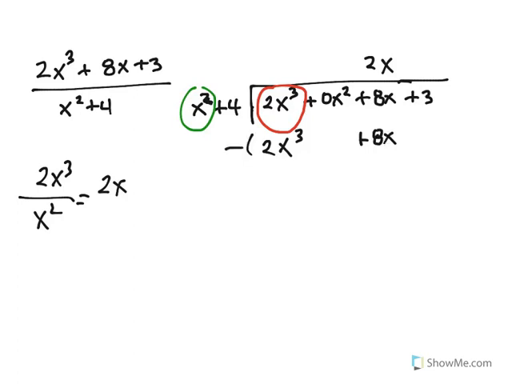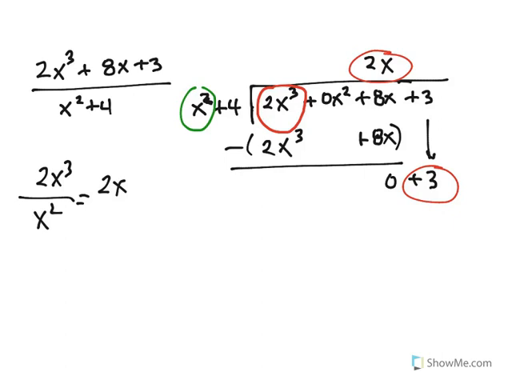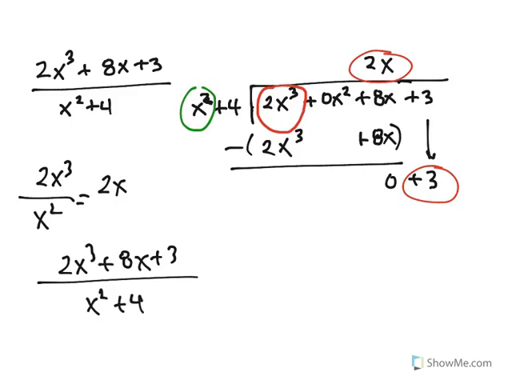And then you would subtract, and that would give us 0. Bring down the 3, and you can't go any further than that. That's as much as you can do. So this is our quotient, and 3 is our remainder. So we're going to write 2x cubed plus 8x plus 3 divided by x squared plus 4 is equal to our quotient plus remainder over divisor.